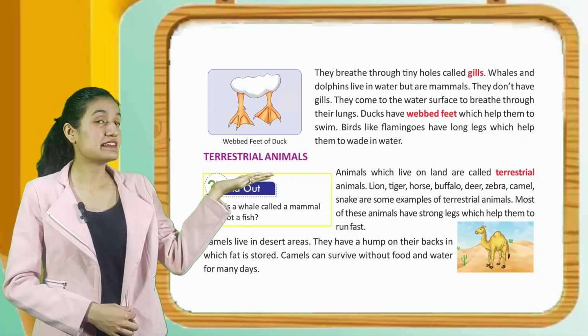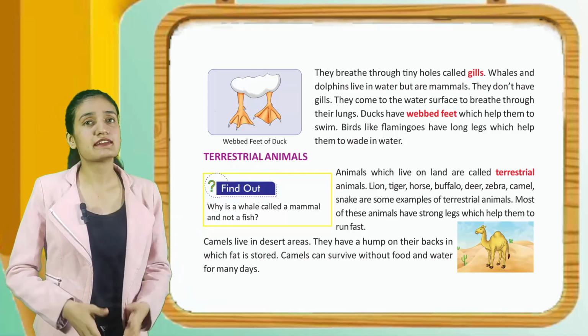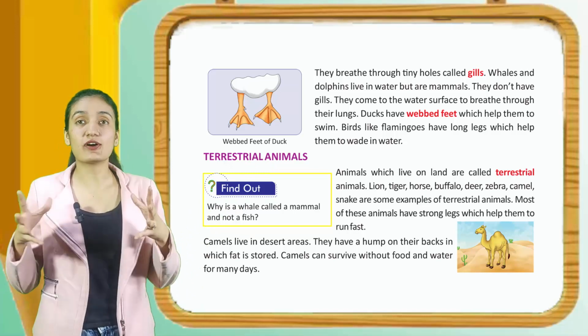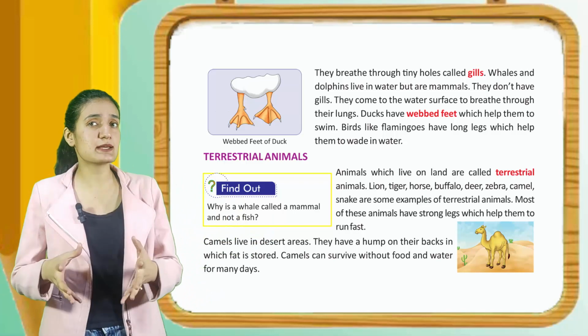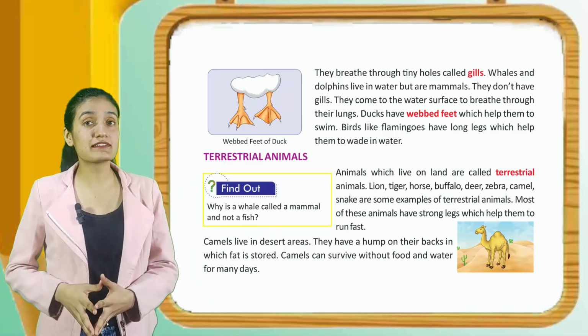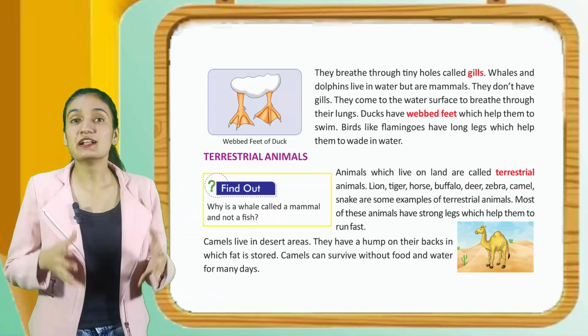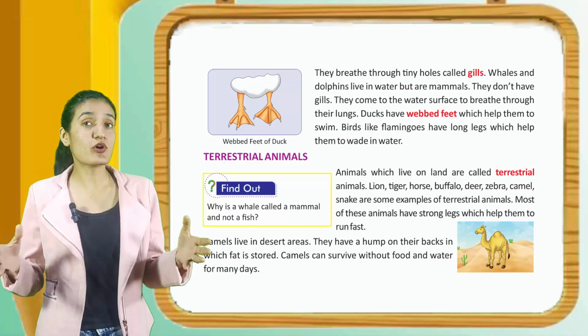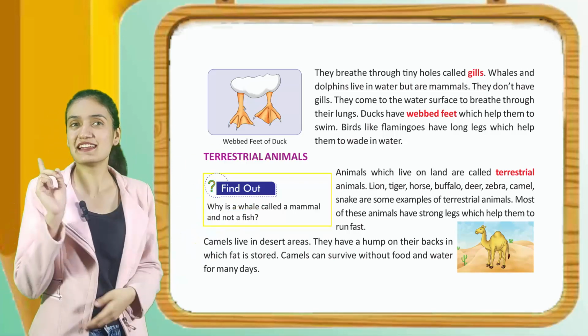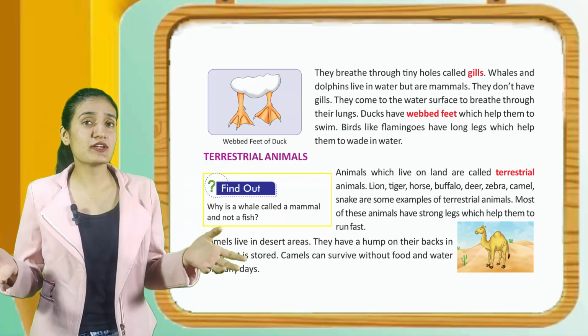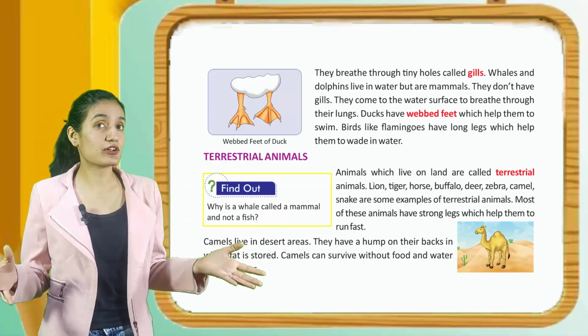Okay, now let's read about terrestrial animals. Animals which live on land are called terrestrial animals. Lion, tiger, horse, buffalo, deer, zebra, camel, snake are some examples of terrestrial animals. Most of these animals have strong legs which help them to run fast. Now students, let's find out why is a whale called a mammal, not a fish?